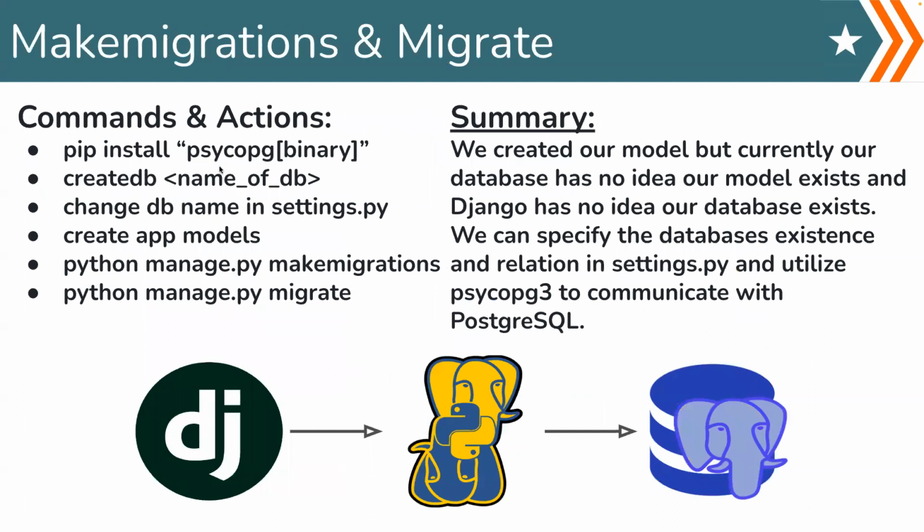All right, and then here are the commands to set up Psycopg. We could go ahead and install Psycopg, and then in brackets is going to be binary, and that will install Psycopg 3. We want to create our database, and then we want to change the database name in settings.py, all that good stuff. This might be better if I just demonstrate it.